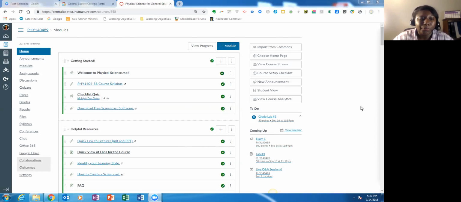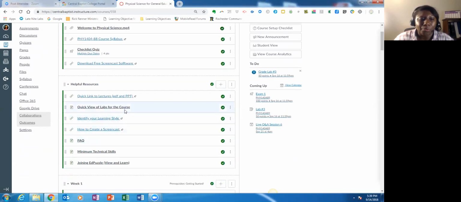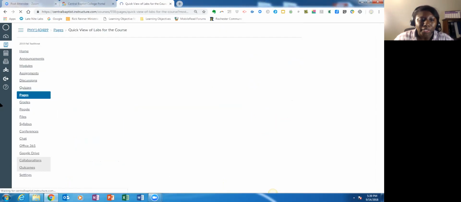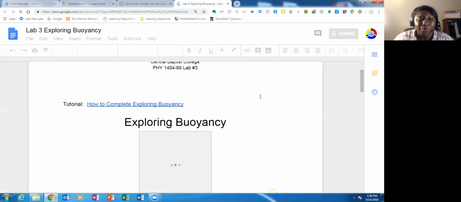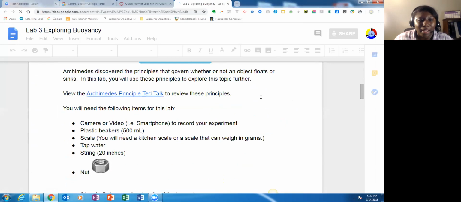Okay, so let me just go over a few things. One of the students asked the question about lab number 3 and how to compute the density of water. So let's go through that right quick. Here's the quick view of our labs for the course. Simply click onto lab number 3 and we bring it up. And of course, this is the buoyancy lab.